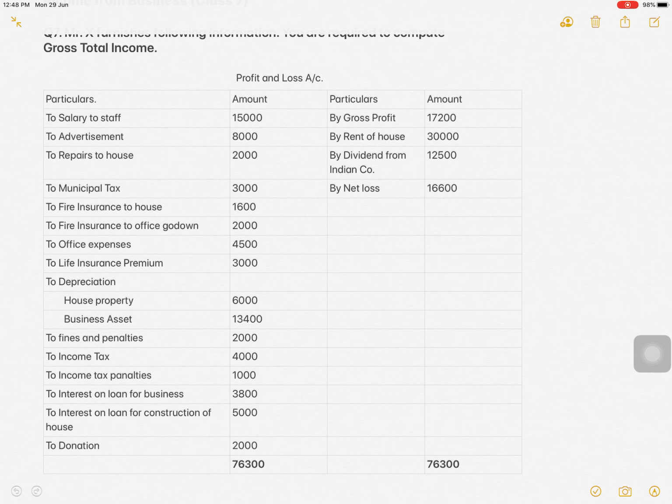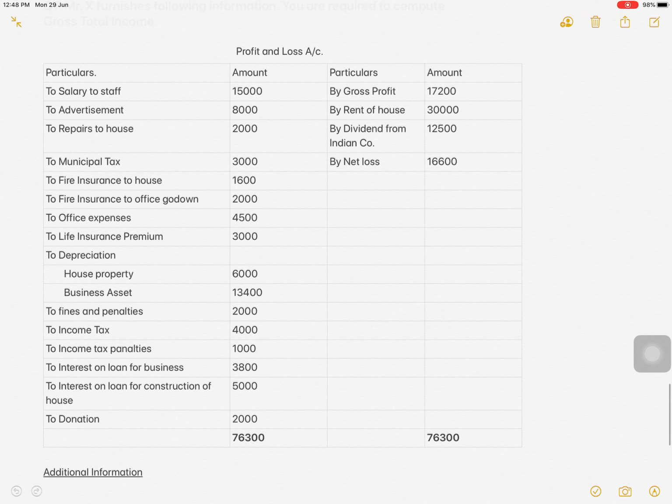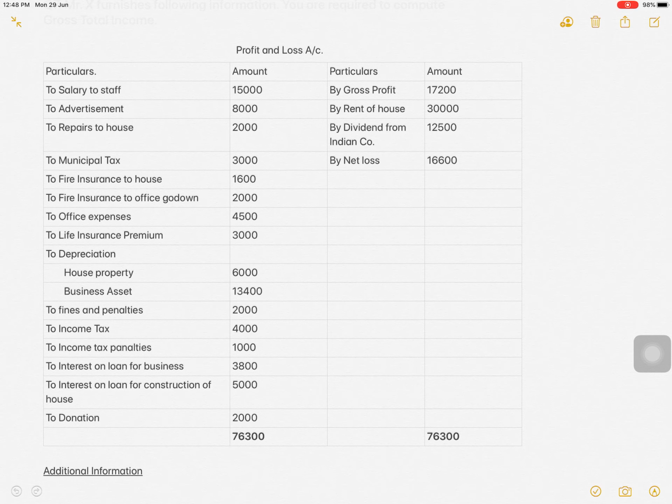To office expenses. To life insurance premium, that is personal, so you will add. To depreciation, house property disallowed, so 6,000 you have to add. Business asset is allowed. Fines and penalties are always disallowed, so 2,000 you will add. To income tax is application of income, you will add. Income tax penalties are always disallowed, so 1,000 you will add.